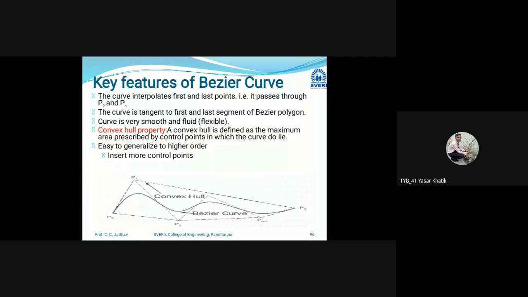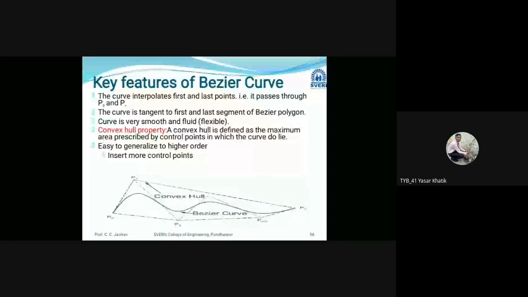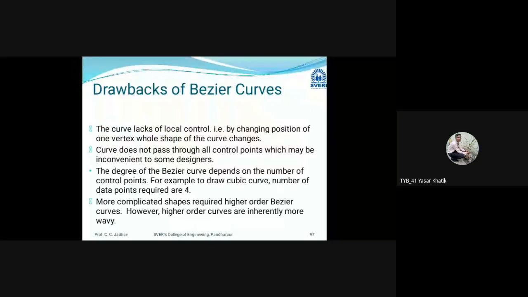Then if a control point is moved, the entire curve moves. Okay. Suppose I want to move one of the control points, then along with that control point, the curve will also move to a new place. So that is one of the drawbacks of the curve. Also, it does not pass through all control points. The degree depends on the control points, and complicated shapes require high order curves. So these are some drawbacks of this Bezier curve.